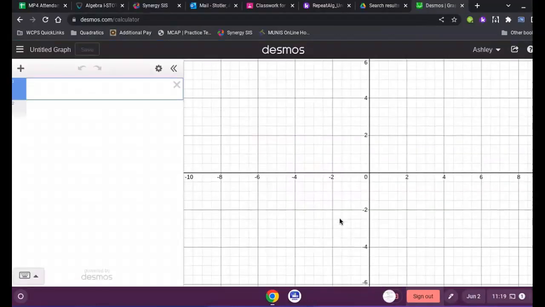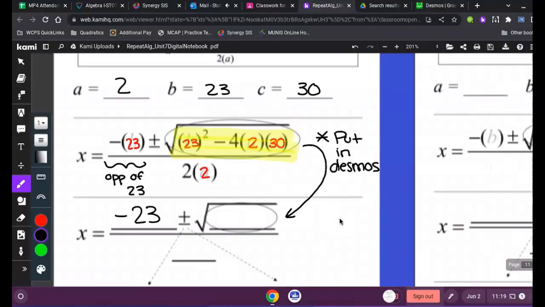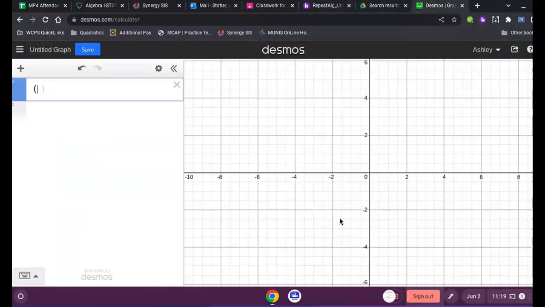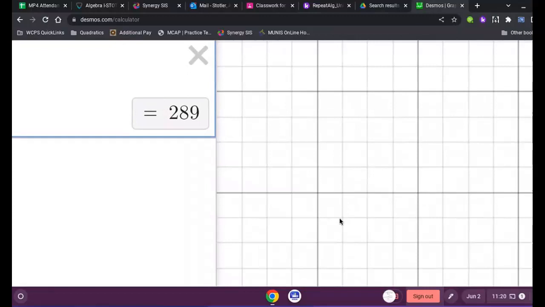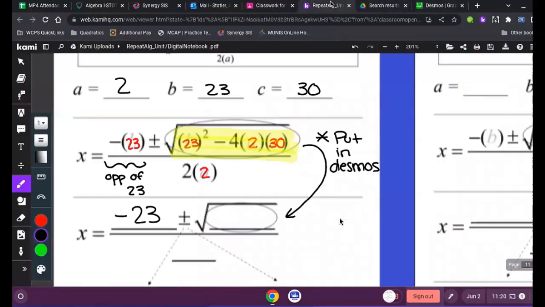So we're typing just the part that's circled. That's the 23 to the second power minus 4 times 2 times 30. You type it in like that, and it gives you your answer. So we're going to put 289 in the next spot. It just walks us through. Okay, and then on the bottom we do 2 times 2, which is 4.